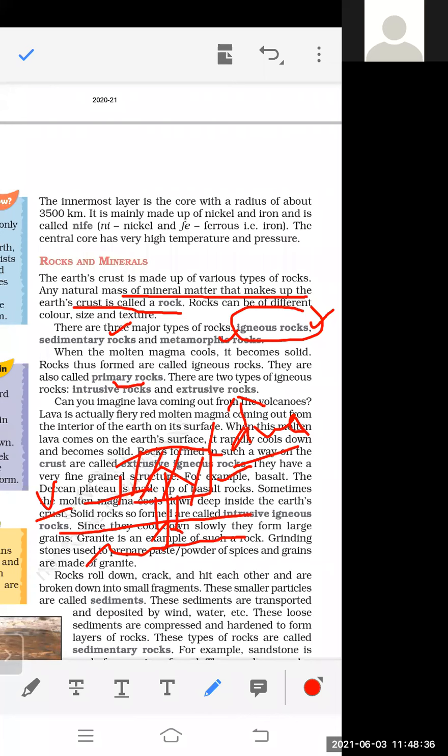Due to any blockage in the vent, this lava began to remain under the surface, and slowly and gradually it began to solidify under the surface. That also converted into rocks, and that is known as the intrusive rocks, right?